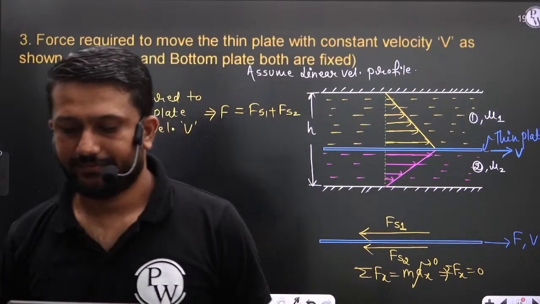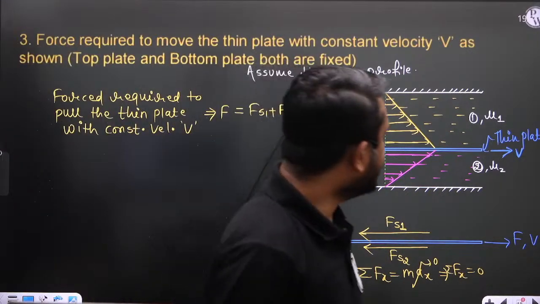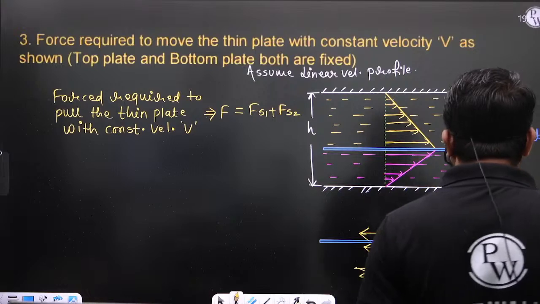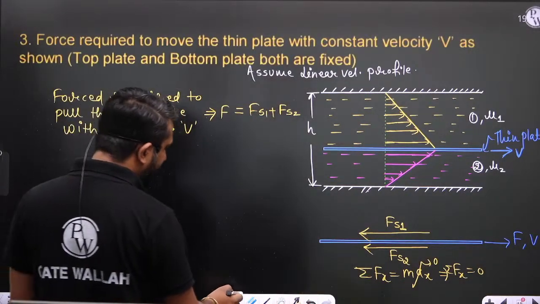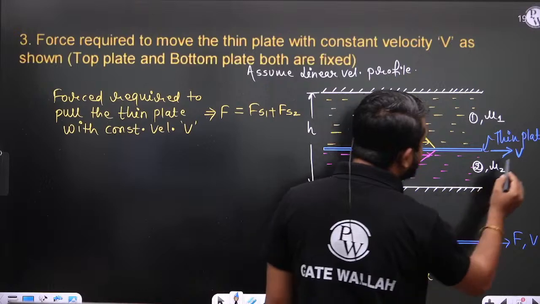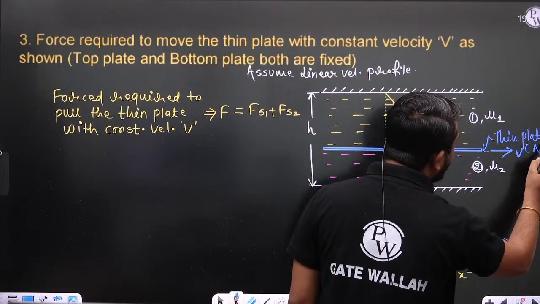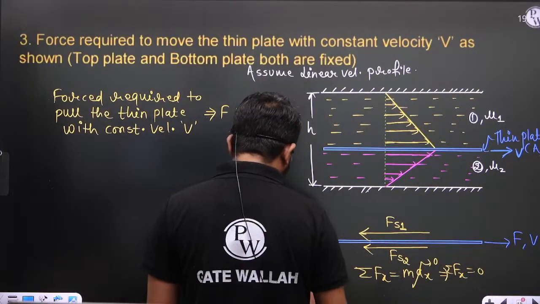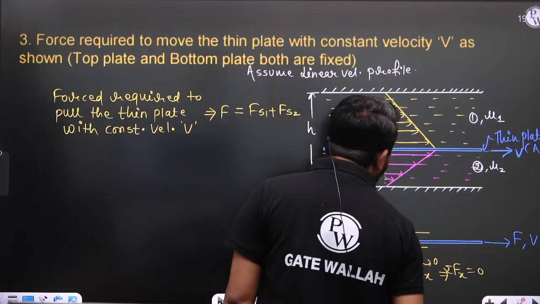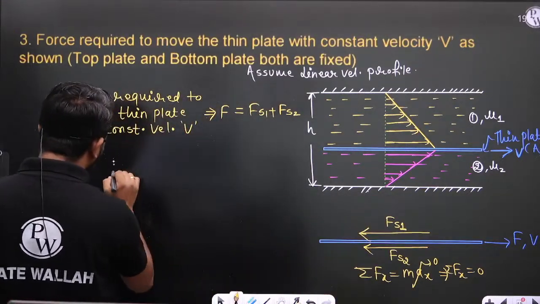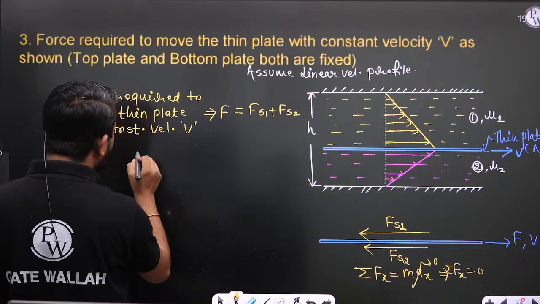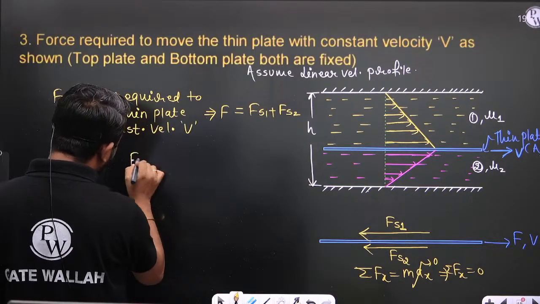Is it fine? So F is equal to Fs1 plus Fs2. Okay. Now what is the area of this thin plate? Let us consider the area of this thin plate is A. A is the area which is in contact with the fluid. So first calculate Fs1.